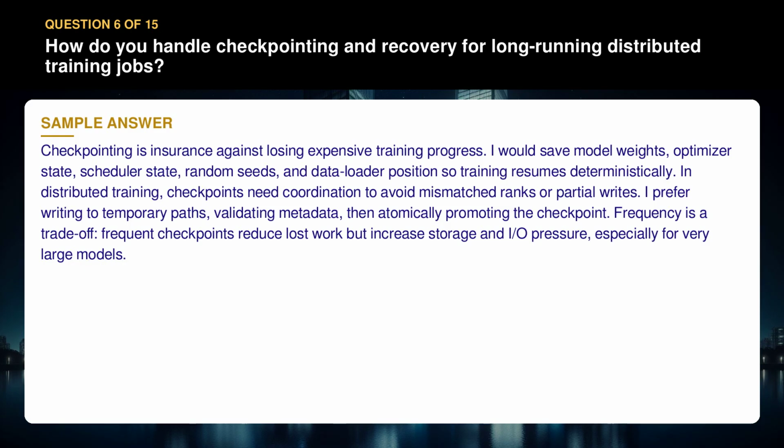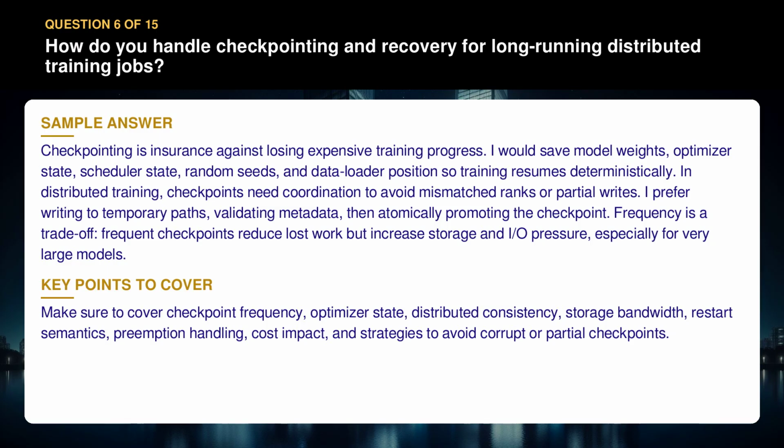Frequency is a trade-off. Frequent checkpoints reduce lost work, but increase storage and I/O pressure, especially for very large models. Make sure to cover checkpoint frequency, optimizer state, distributed consistency, storage bandwidth, restart semantics, preemption handling, cost impact, and strategies to avoid corrupt or partial checkpoints.